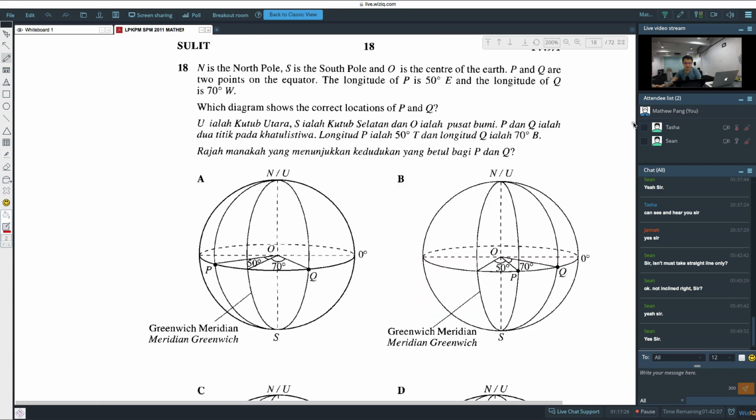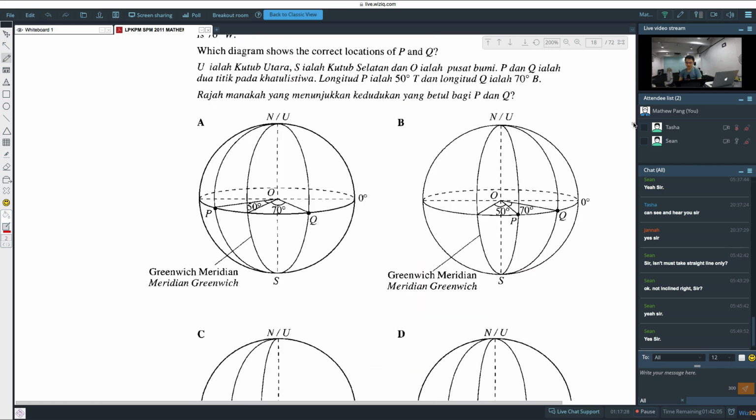Okay, so let us move on to 18. In question 18, the question actually asks, which diagram shows the correct location for P and Q?